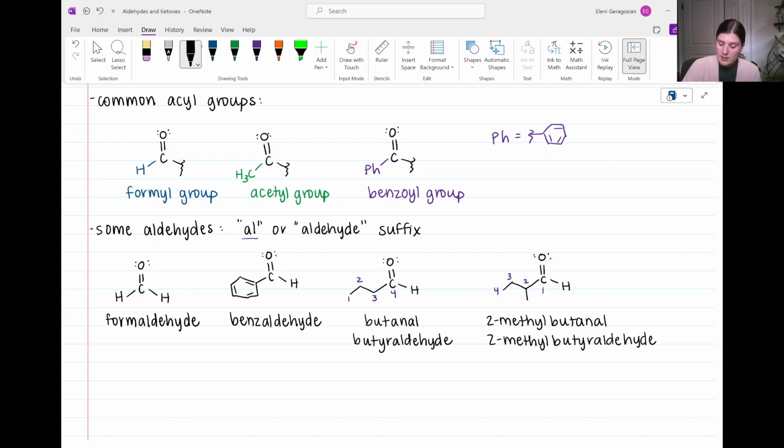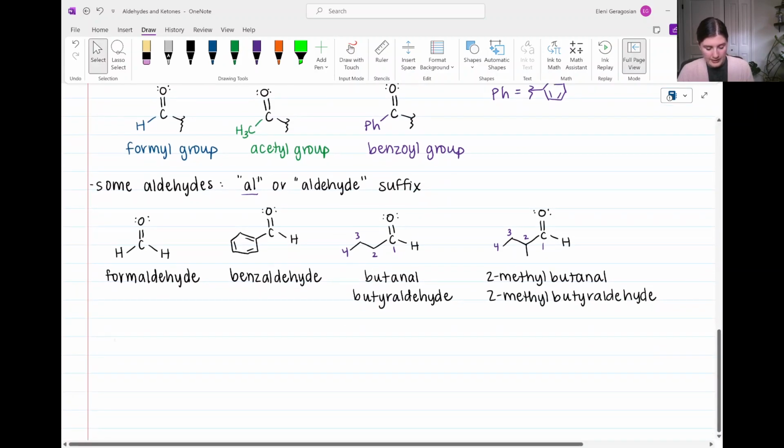Just so we're consistent, I'll shift the numbers from butanol so that the numbering is correct given how we would number for naming. So we give the carbonyl carbon number 1, and then 2, 3, and 4. Okay, so this is naming for aldehydes. We'll do some more practice in class.